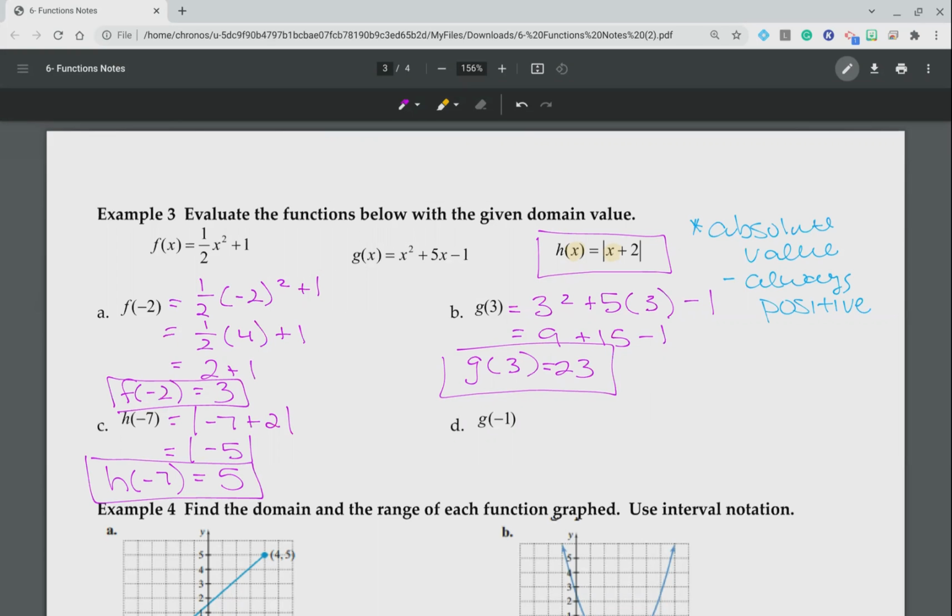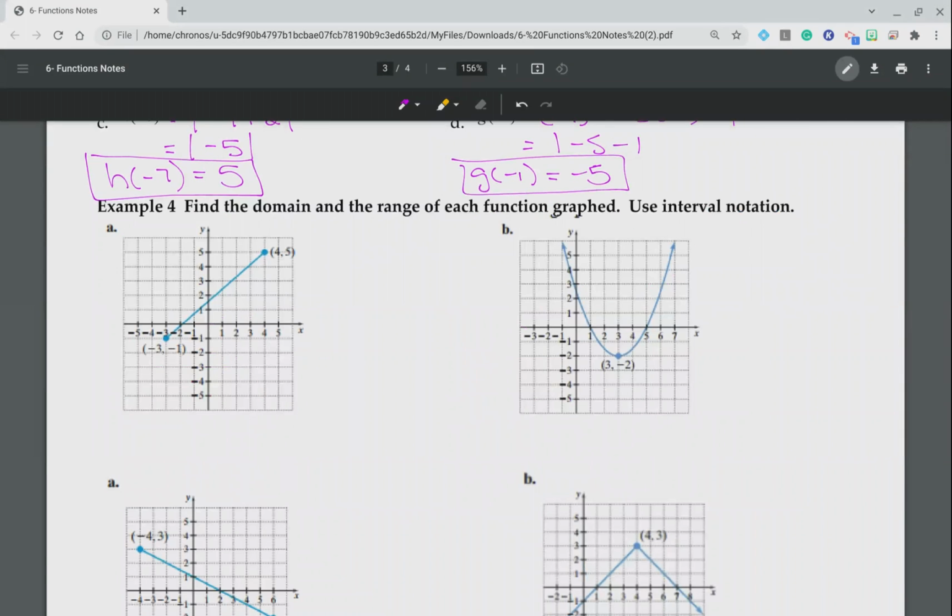Okay, so there's 3 examples for you. I would like you to go ahead and solve for the g of -1. And when you plug -1 into the g function, then you should get -5.